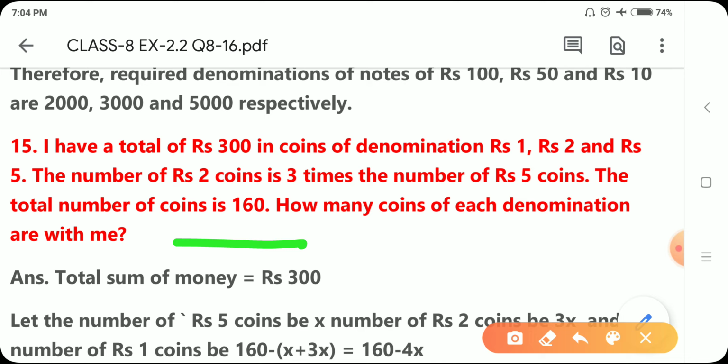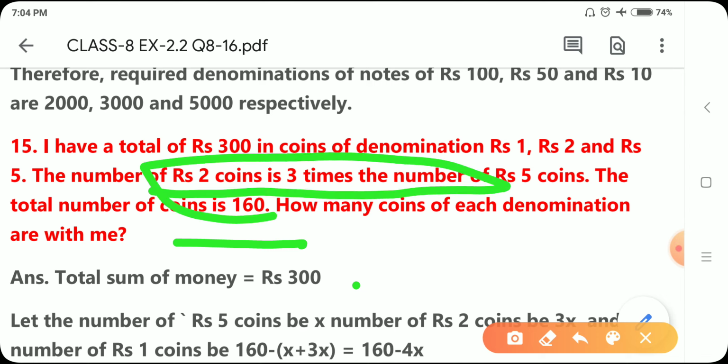Now the condition given is that the number of rupees 2 coins is 3 times the number of rupees 5 coins.